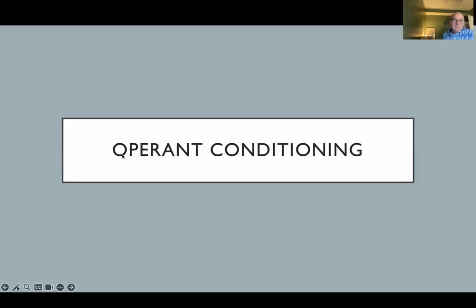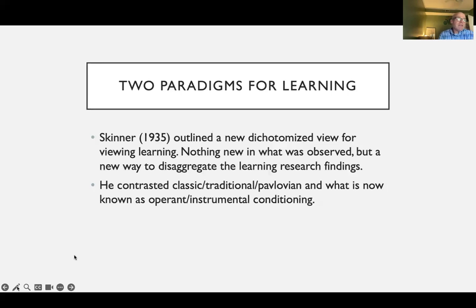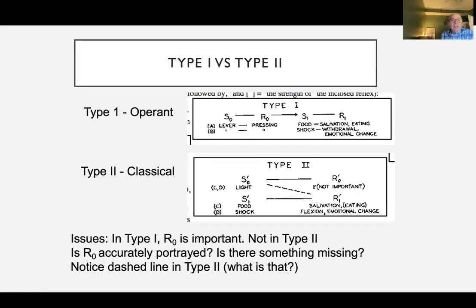So anyway, first off, operant conditioning. In 1935, Skinner outlined a change in the field by saying there are actually two paradigms for learning that exist. The first one is classical conditioning, that exists from prior work with Watson and Pavlov, which he referred to as type 2 conditioning. And he said it's actually different than what he refers to as type 1 conditioning, which we now call operant conditioning. And this is a snapshot from the article that he wrote in 1935.